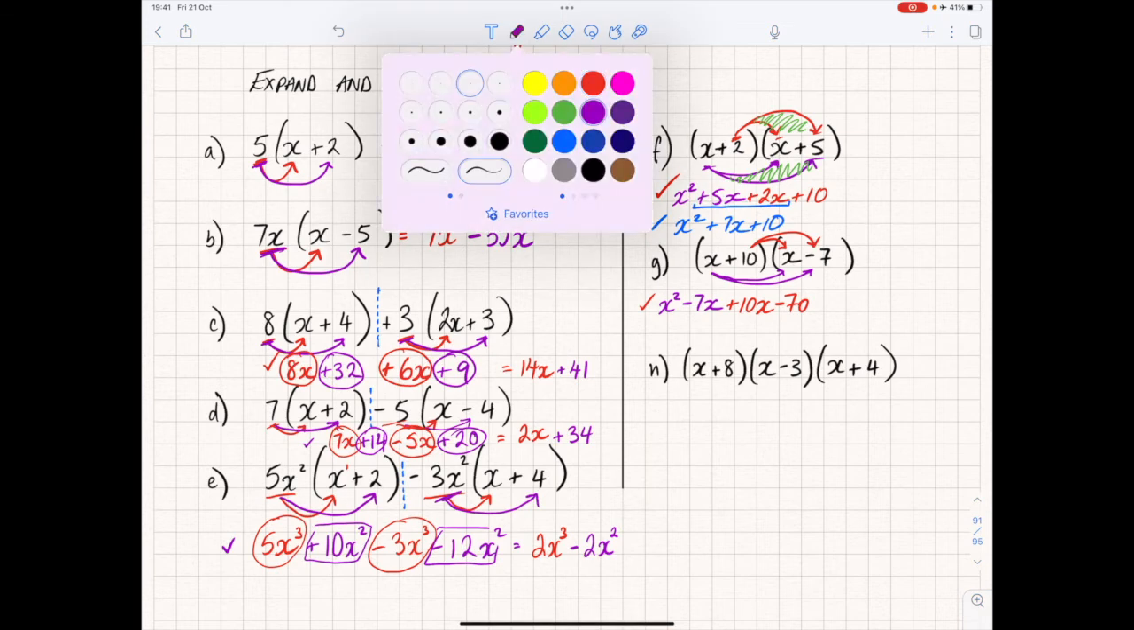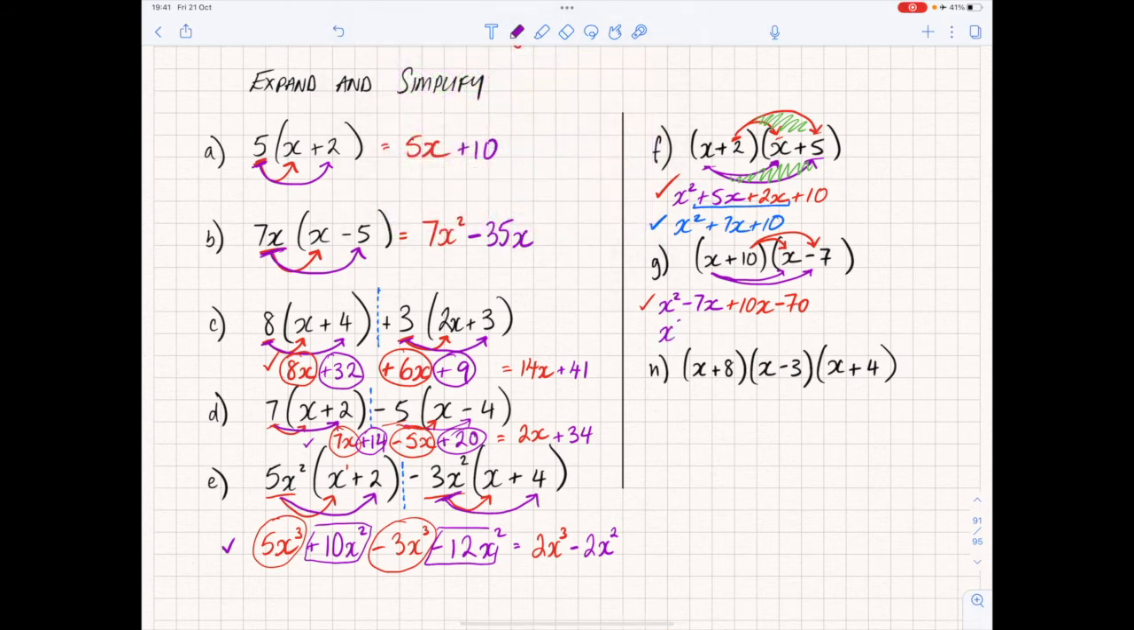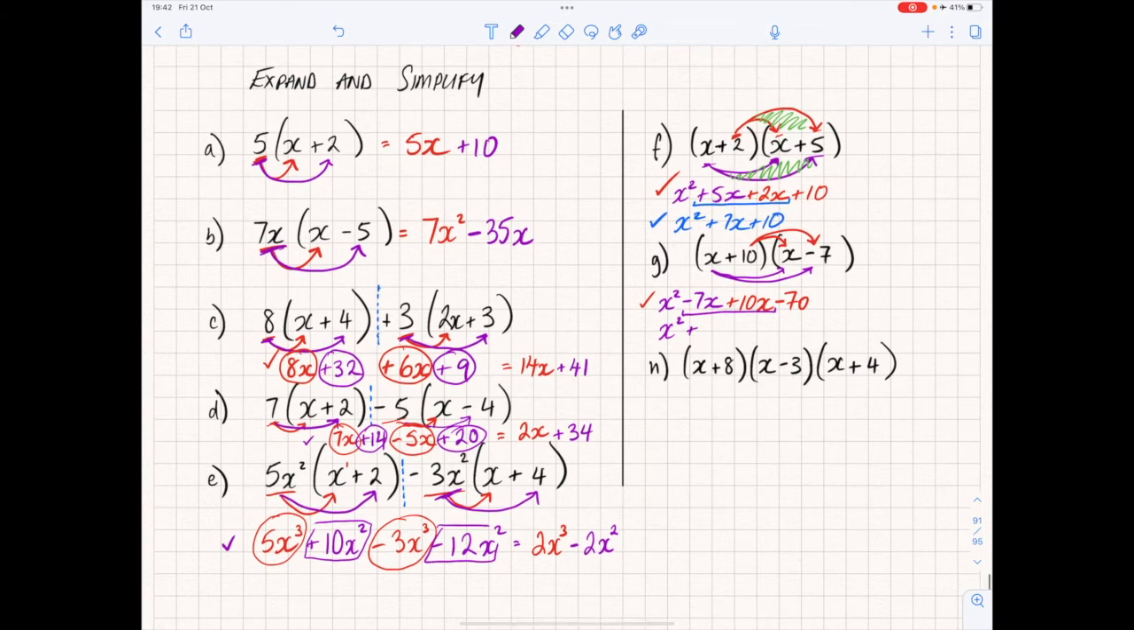And then from here, let's collect our like terms. So x squared stays on its own. We've got minus 7 plus 10. If you think about negative numbers a bit like temperature, you're saying it's minus 7 degrees outside and it gets 10 degrees warmer. Therefore, it becomes 3 degrees. So minus 7 plus 10 is plus 3. Then the minus 70 stays as it is. That's your last mark.